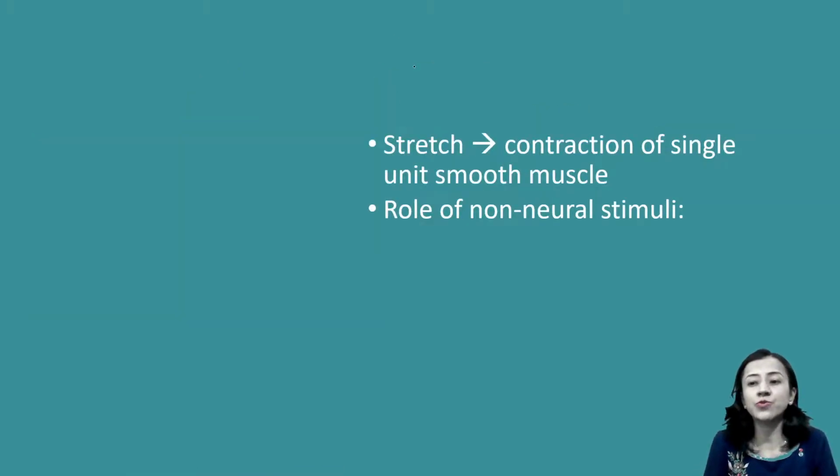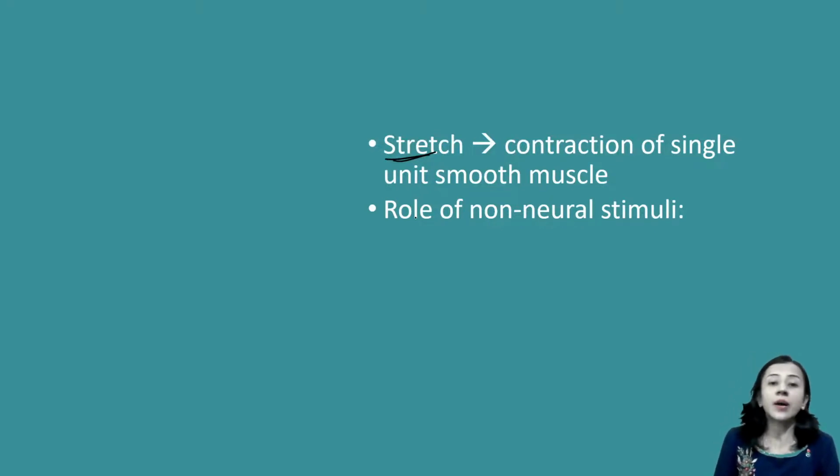Okay, now when this single unit smooth muscle contracts, mainly they are stimulated by stretch, like in the blood vessel or like in the uterus when it is stretched. Stretching stimulates the smooth muscle. So the muscle present in the blood vessels or in the uterus, as I told you, when they are stretched, the stretching results in stimulation, and this muscle contraction is automatically regulated.